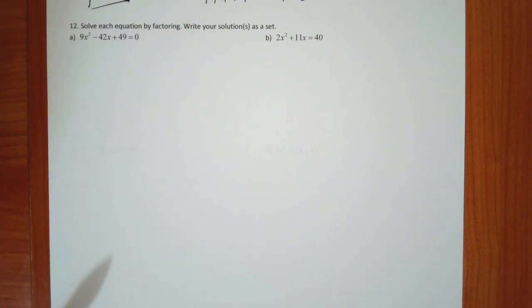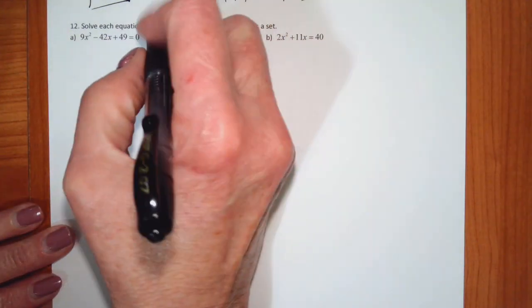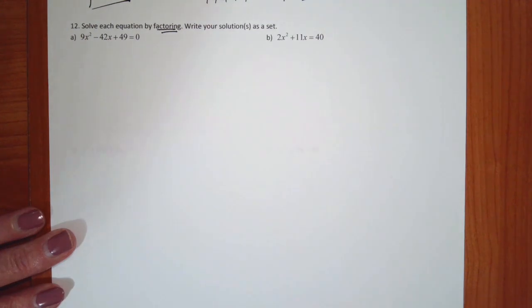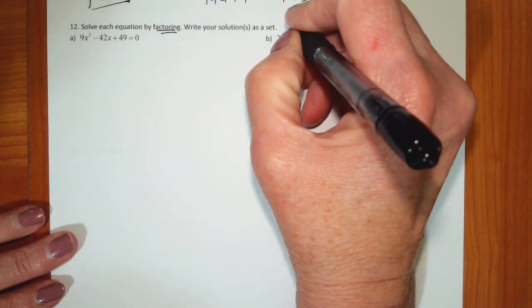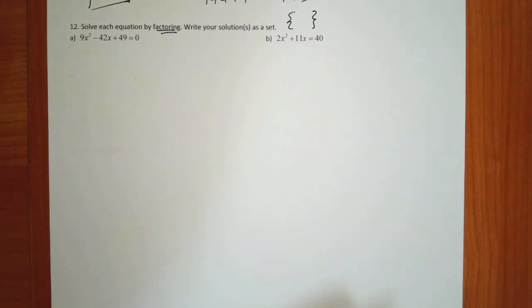Okay, for problem 12, we've got to solve by factoring. So you're going to have to show your work on this and show how you get that. And then write your solution as a set. That means you're going to write your solution in the little brackets.